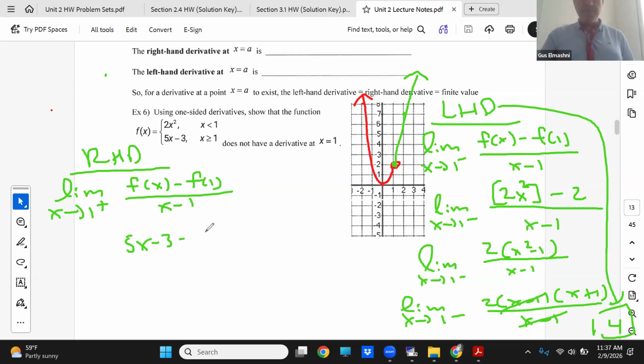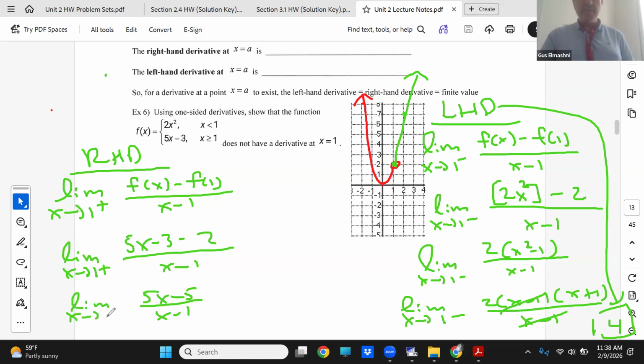F of 1 is still 2 over x minus 1. The shortcut rules will be so much better once we learn it. When do we learn it? Thursday.